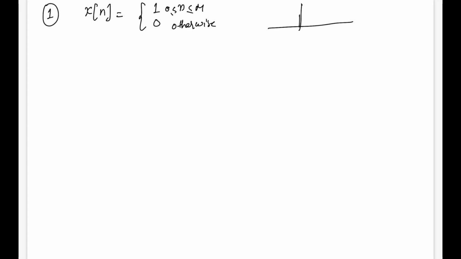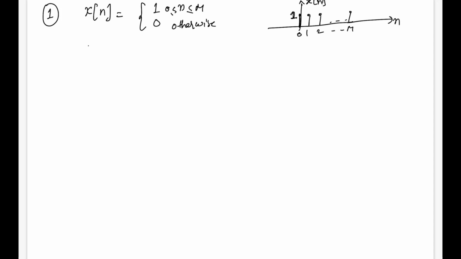Okay, so the first problem is on a rectangular wave where x[n] can be written like this. It is 1 when n is from 0 to an integer M, otherwise it's 0. So if we plot it, it will look something like this. The magnitude is 1, this is 0, 1, 2, M, otherwise it's 0. Okay, this is my x[n].